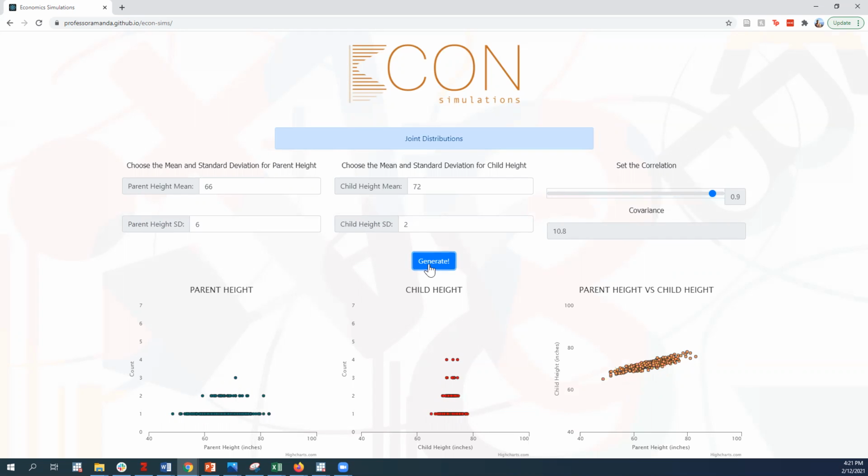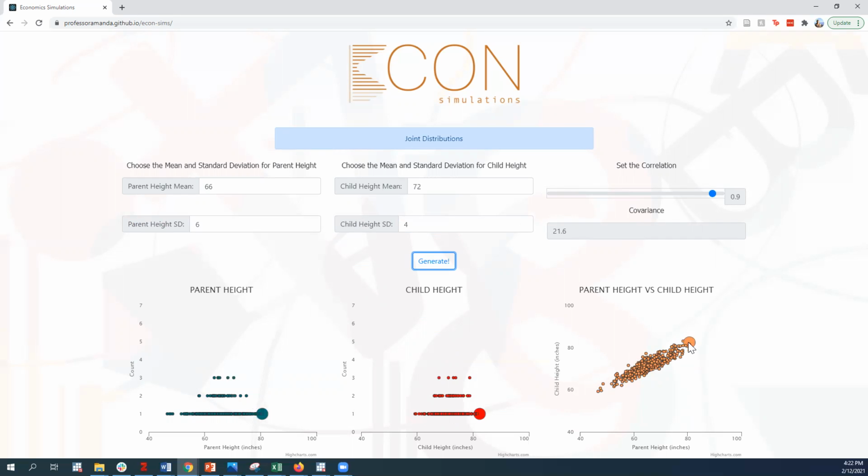And what we see is as the correlation increased, the relationship became tighter and steeper. But again, the variation in child height here is relatively narrow compared to the spread of parent height. Right? And again, you can see by playing around with it, if we were to increase the standard deviation of child height and regenerate, we'll see that we get a wider spread in child height, but that positive relationship holds.